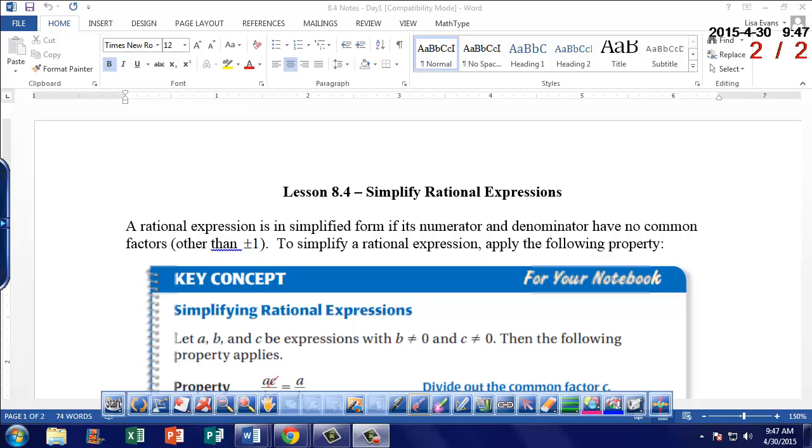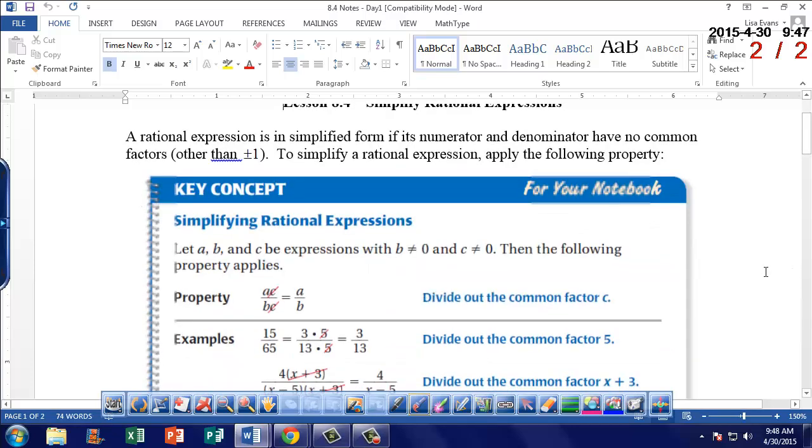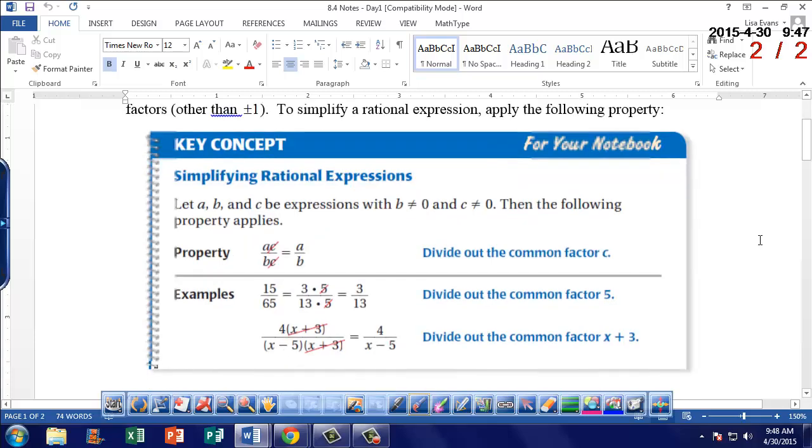A rational expression is in simplified form if its numerator and denominator have no common factors other than plus or minus 1. To simplify a rational expression, we're going to apply the following property. Let a, b, and c be expressions with b not equal to 0 and c not equal to 0. Then the following properties apply. So basically what we're doing is we're dividing out a common factor. In the property, our common factor is c. We cross c off. We're left with a over b.